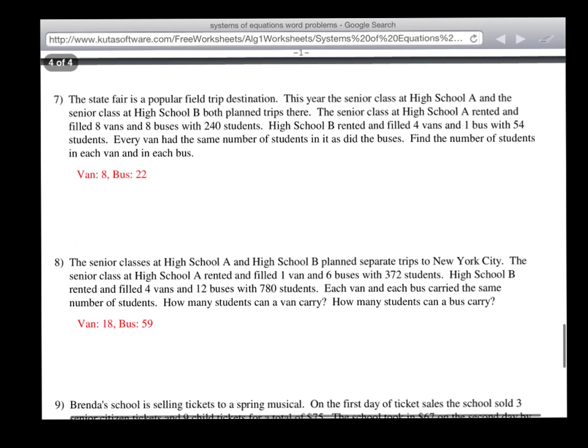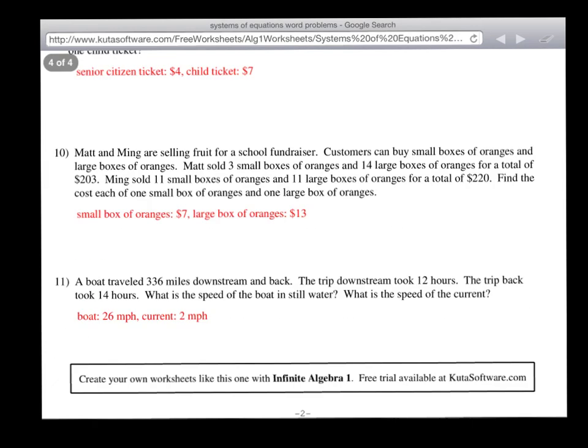Number 7, we already did number 7. Oh, no, we didn't. We did number 8. I'm sorry. Number 7 is the vans are 8 and the buses are 22. Number 8 we've already done: 18 and 59. Number 9 is 4 and 7. Number 10 is 7 and 13. Number 11 is 26 and 2.